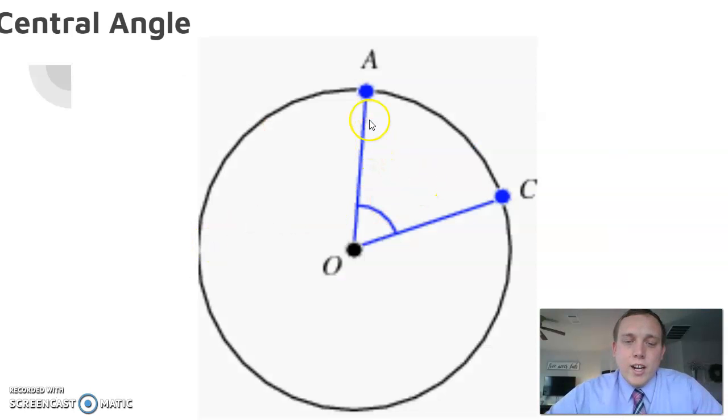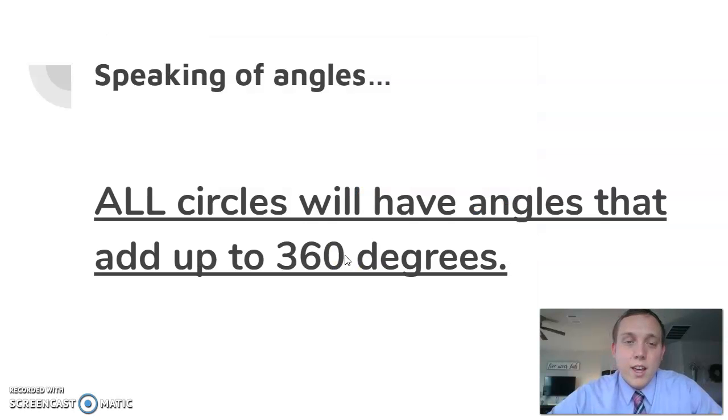A central angle is an angle that is made from a line that comes from the center of the circle. So the central angle would be like so. And speaking of angles, all circles will have angles that add up to 360 degrees. Okay, if you remember your protractor went halfway for a line, if we go all the way around, that would be a 360 circle. Okay.